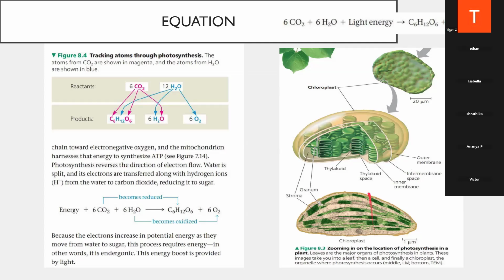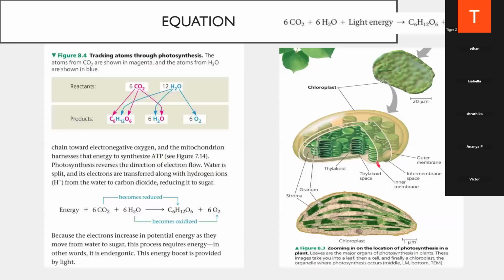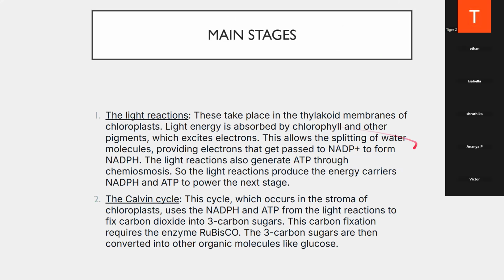Never mind. Yeah. So there are two main stages of photosynthesis. One is the light reactions, and these take place in the thylakoid membranes of the chloroplast, right here. This is where light energy is absorbed by chlorophyll and other pigments, but mainly chlorophyll. And this excites electrons and helps split water. And that provides electrons that get passed to NADP plus to form NADPH.